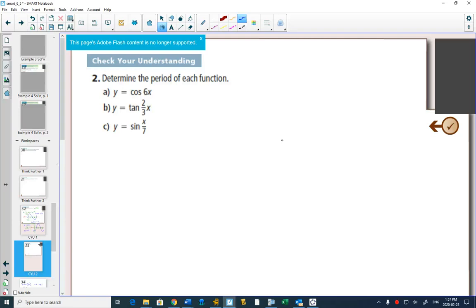The question says determine the period of each function. We're going to again add the fact that we're going to graph each of these as well. Notice in each of these they have a horizontal stretch or compression. That 6 in A is inside the function, so you're going to multiply your x values by 1/6. Your y values aren't going to change.